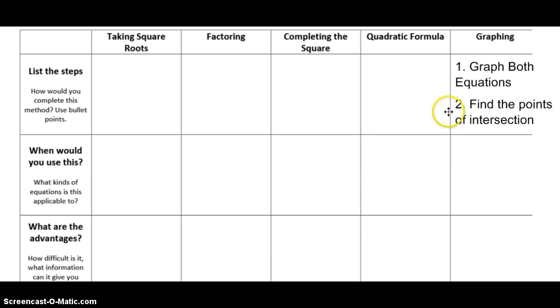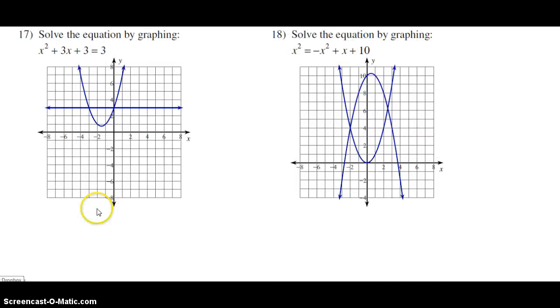So to start, list the steps. So to solve, first you would graph both equations, and then you would find the points of intersection, just like we did on our homework. So I can go back to it. So it was right there, right? You would graph the equations first, and then you'd find the points of intersection, right?